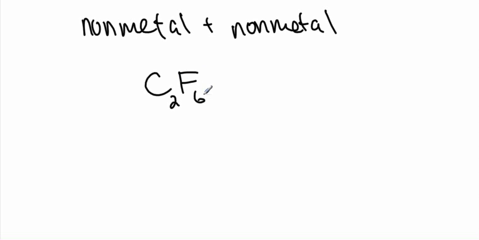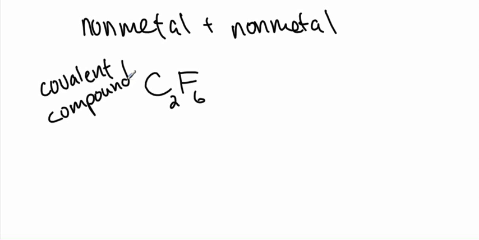So this is a covalent compound. Carbon's a nonmetal, fluorine's a nonmetal. So let's name this. In covalent compounds, we can have different ratios of our nonmetals. So carbon is not always 2 to 6 to fluorine. No, sometimes we can have 1 carbon to 5 fluorine, or 3 carbons to 12 fluorines. We can have different ratios.